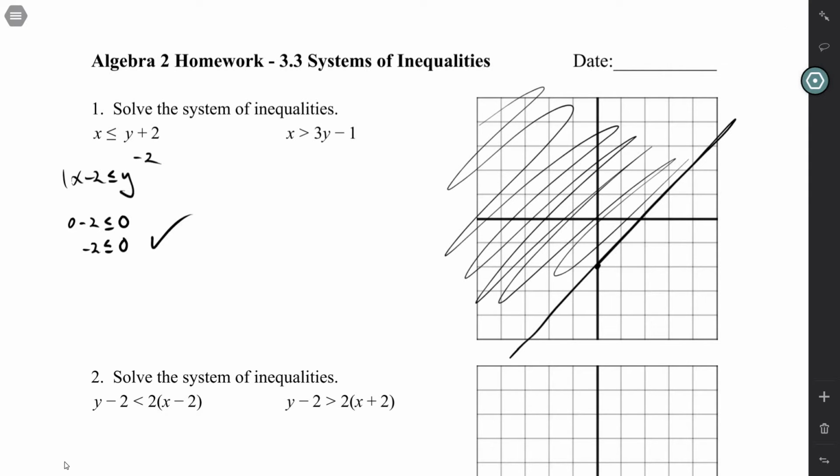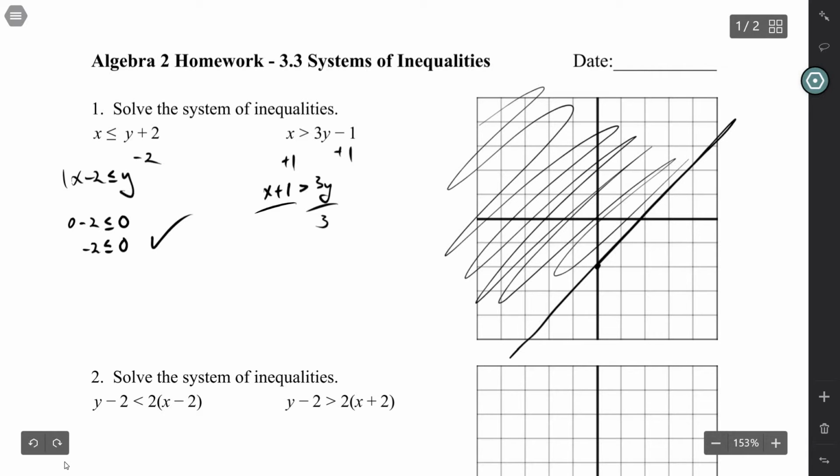And what about this other one here? Again, maybe a little bit of a trick. I'm going to add 1 to each side, so we would get x plus 1 is less than 3y. I'm going to divide everything by 3, so I'd get 1/3 x plus 1/3 is greater than y.